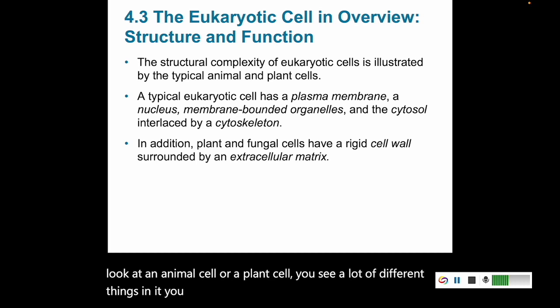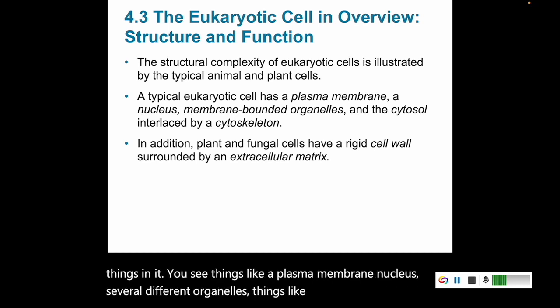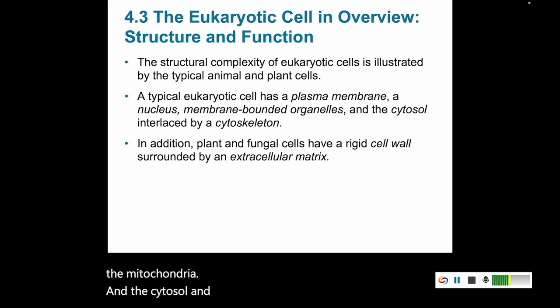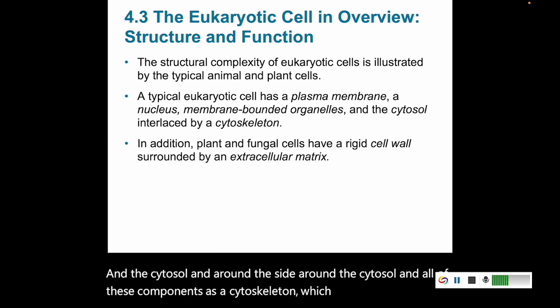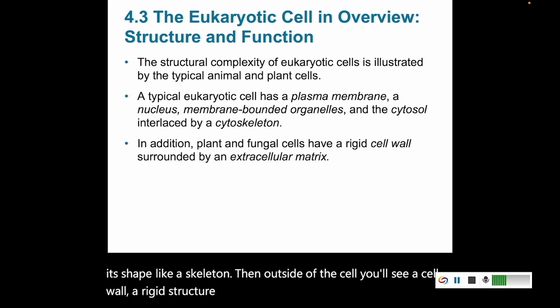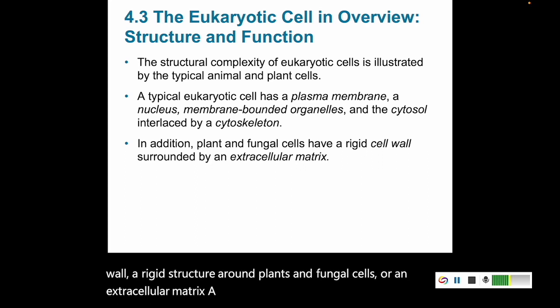You see things like a plasma membrane, nucleus, several different organelles, things like the Golgi apparatus and the mitochondria, and the cytosol. And around the cytosol and all of these components is a cytoskeleton, which is proteins that give it its shape like a skeleton. Then outside of the cell, you'll see a cell wall, a rigid structure around plants and fungal cells, or an extracellular matrix, a more pliable, sugary extracellular component in animal cells.